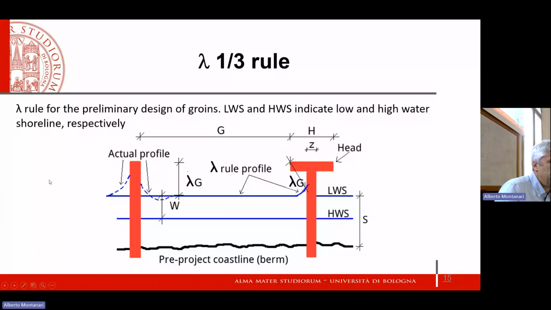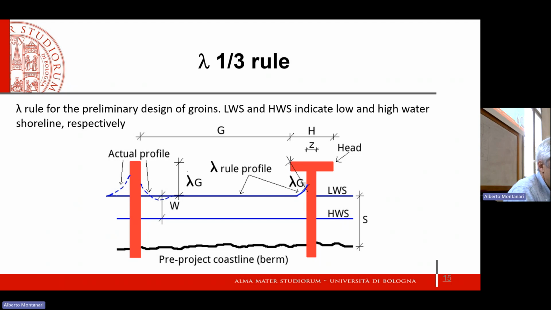Okay, so a brief summary of the lambda rule. Keep in mind these symbols that you see here, and in particular also keep into account that we indicated with the W the distance between the low water shoreline and the high water shoreline, with S the beach advancement, because the pre-project coastline is located at a distance S landward with respect to the new low water shoreline, okay?